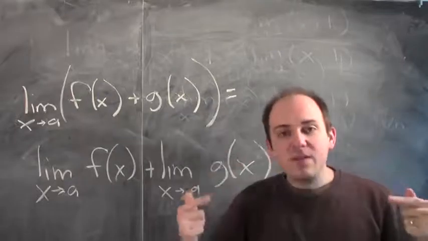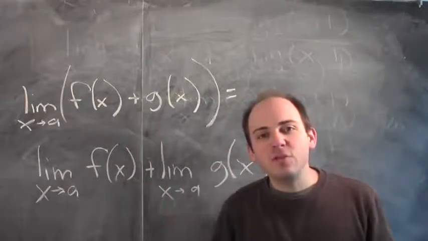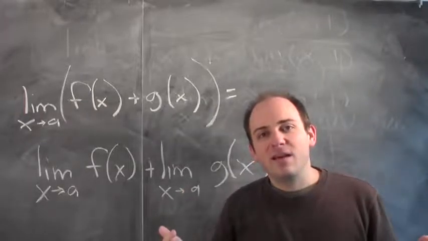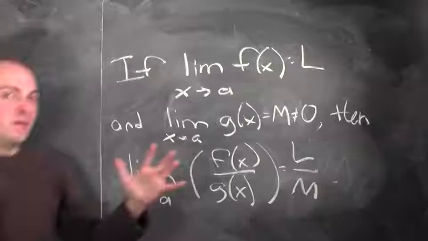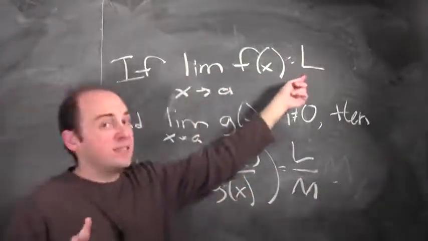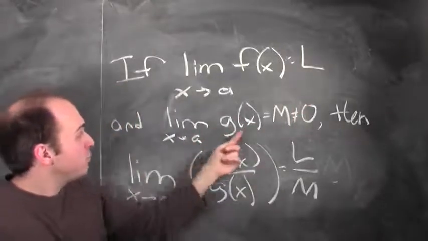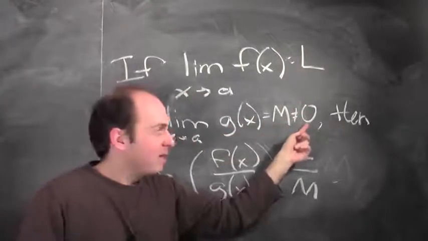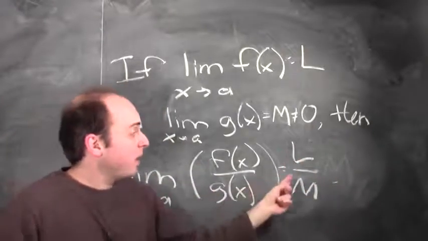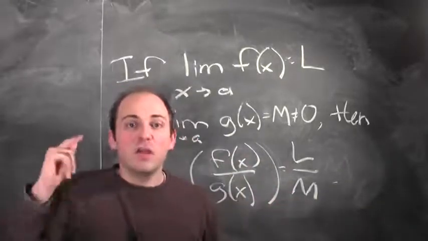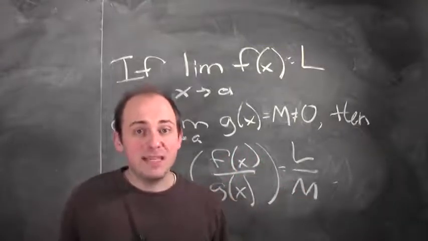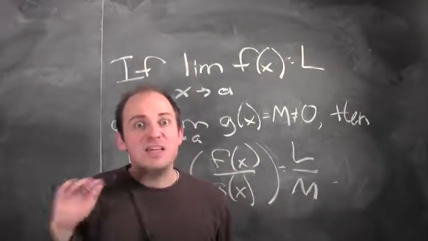In other words, the limit of a sum is the sum of the limits, and the limit of a difference is the difference of the limits, and the limit of a product is the product of the limits. And what about quotients? Something similar is true for division. If the limit of f of x as x approaches a is L, and the limit of g of x as x approaches a is m, which isn't 0, then the limit of f of x over g of x as x approaches a is L over m. In other words, the limit of the quotient is the quotient of the limits, provided those limits exist and the limit of the denominator is non-zero.